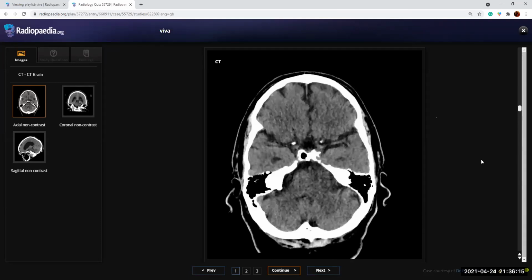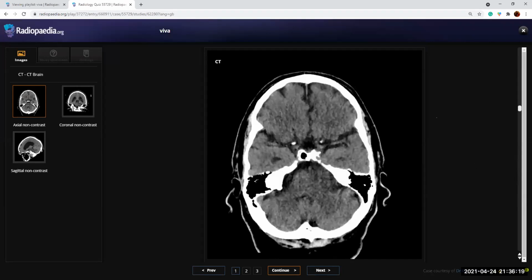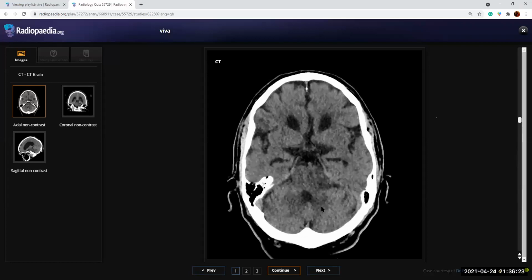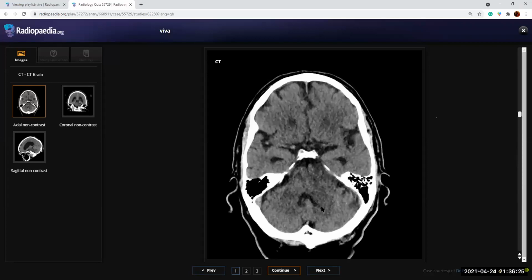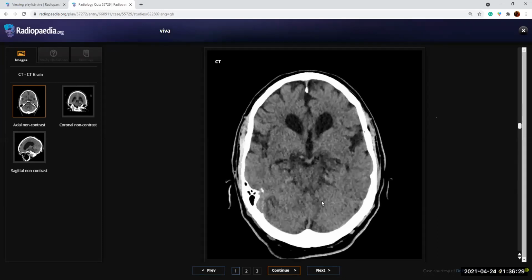This is an unenhanced CT, but I have a suspicion that there seems to be a low density area involving the left inferior cerebellar peduncle. In my routine practice, I also look at the coronal and the sagittal images for further evaluation.